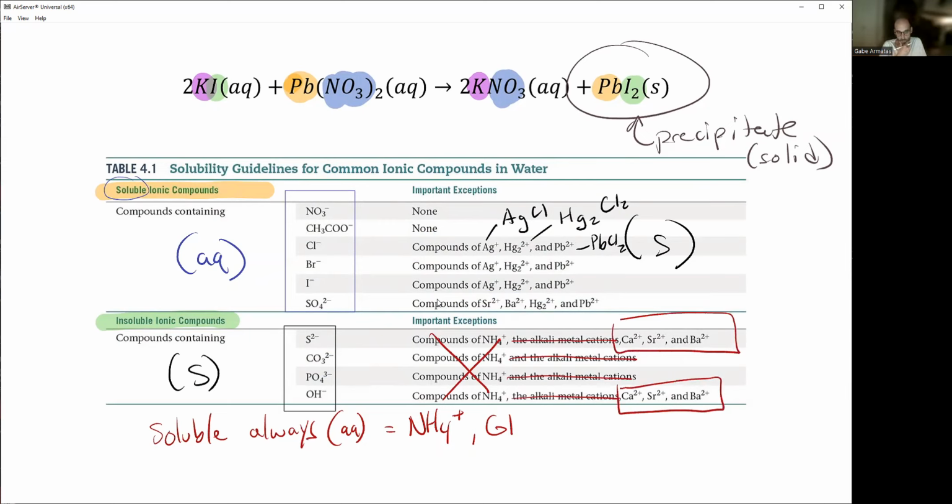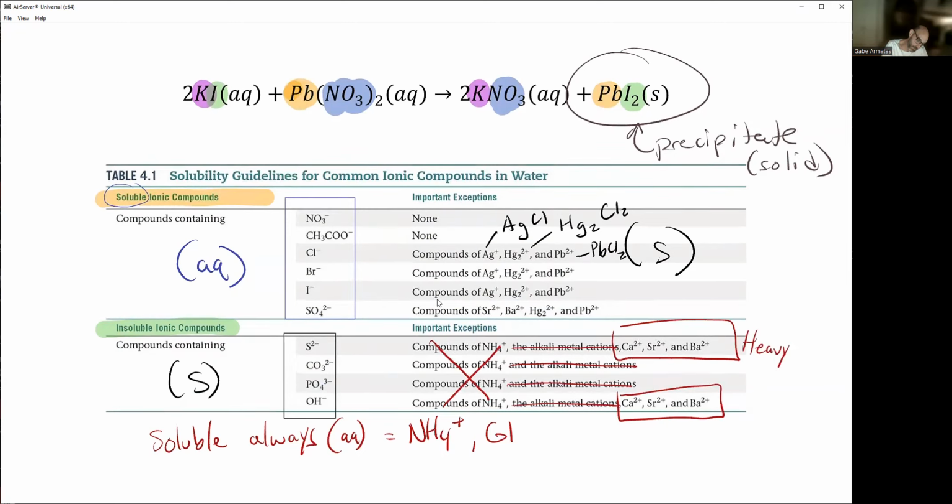You're always going to get this chart, by the way. I'm not going to make you memorize this. But group 1 and ammonium are always going to be soluble. And then calcium, strontium, and barium, by the way, these are the heavy group 2s. Heavy group 2 hydroxide, these are all going to be considered aqueous. So any exception is going to be aqueous. These, along with these, are aqueous.